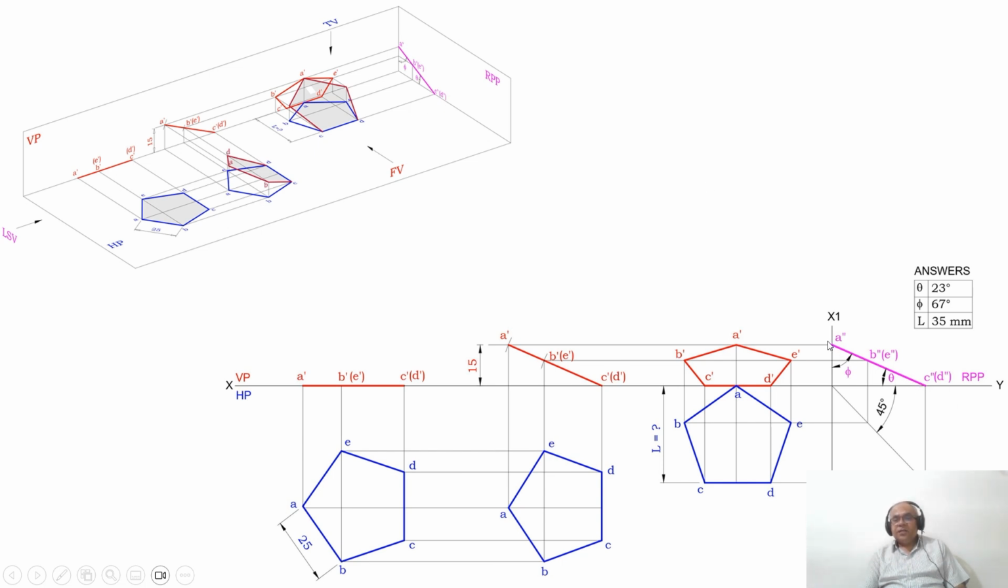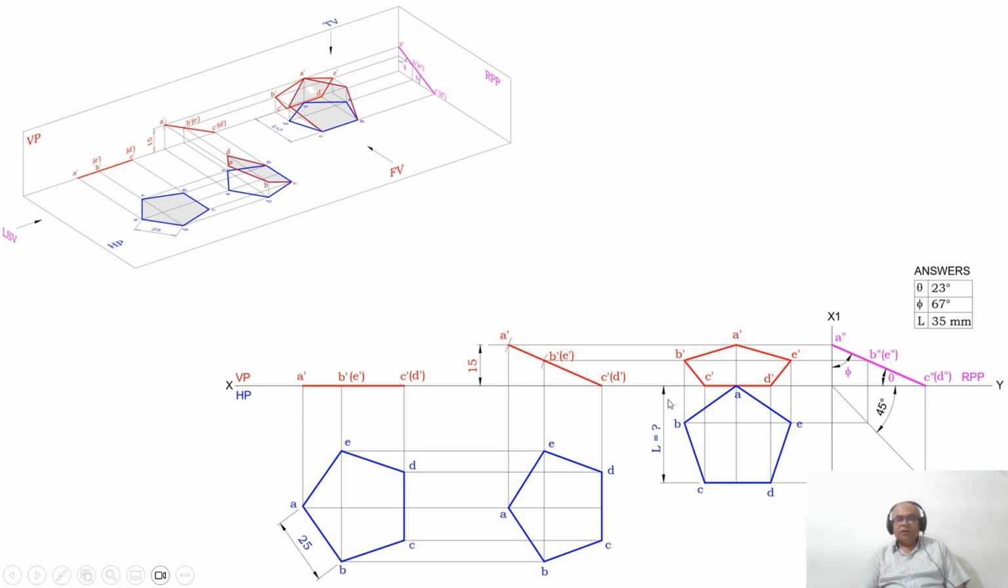Once all these 3 points lie on the same line, join A double dash to C double dash with a dotted line. By using the protractor with reference to C double dash, with reference to the XY line, you measure this angle which is equal to theta, which is 23 degrees, and by taking the protractor on this x1, y1 line with A double dash as center, with respect to the x1, y1 line, you measure in the counterclockwise direction, then this angle will be 67 degrees.